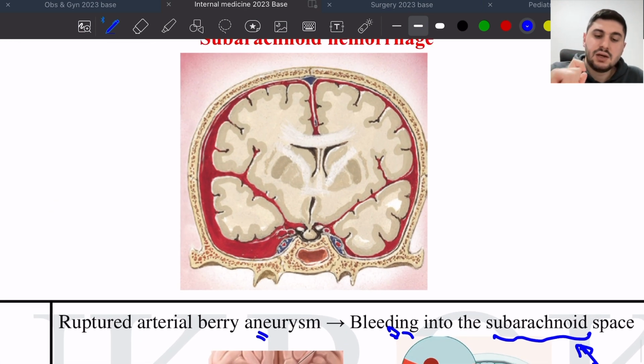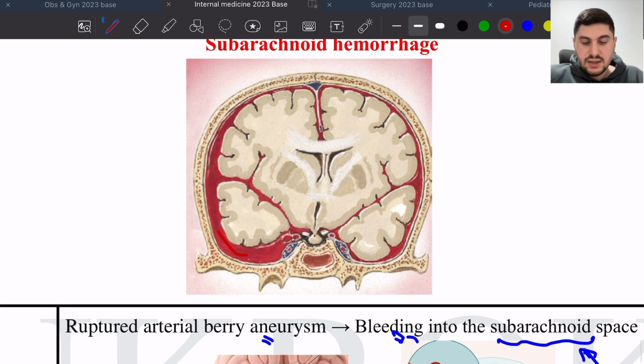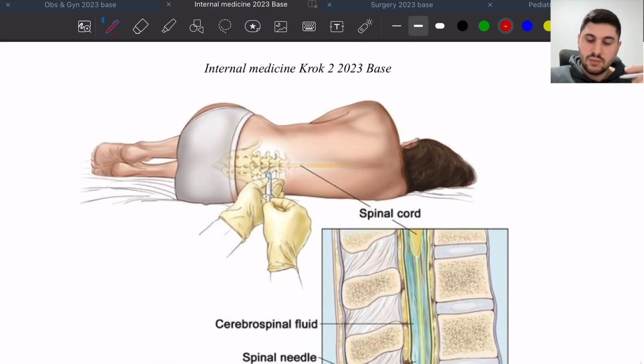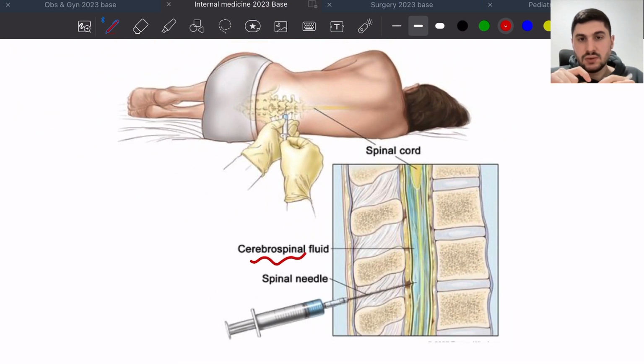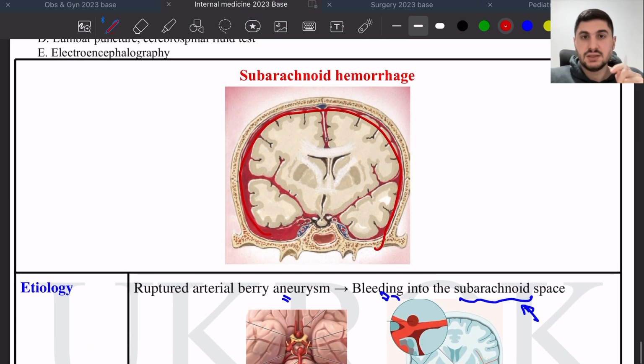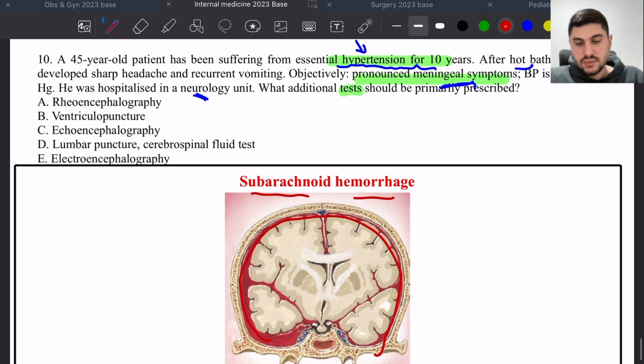This space is important because, as you can see in this picture, the blood is here, not inside the brain tissue, but around it. It's called subarachnoid space. It's the space between the arachnoid matter and pia matter. And in this space, we have the cerebrospinal fluid. This fluid runs between the spine and the brain, right? In this space we have the bleeding. Okay, that's why it's called subarachnoid hemorrhage.